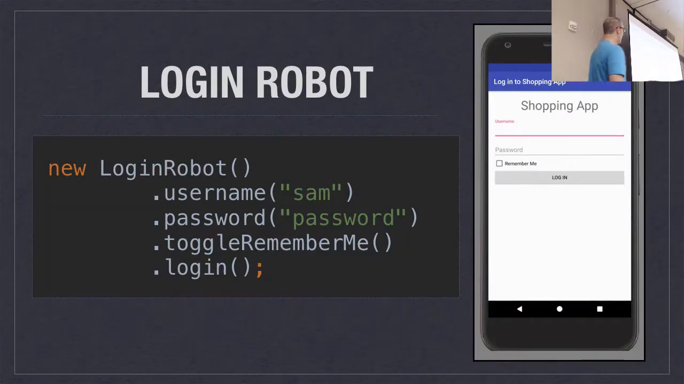So what does a login robot look like? For this scenario that you see kind of typing on the side, typing in Sam, password, remember me, and sign in, this is what our code would look like. So if you look in my test, this is all you'd see. And so it's just saying, hey, I have a login robot that I created, the username of Sam, the password of password, toggle remember me, and login.